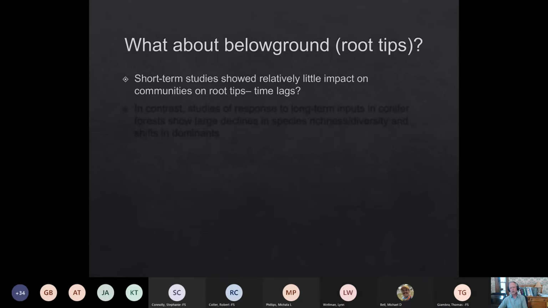So what about below ground? When we look below ground, we look at studies that were short term, say 1, 2, 3 years. In that neighborhood, there's very little response, very, very muted, much more muted than the fruit bodies. And that would make sense because the fruit bodies are more distal from the carbon sources, so it's possible that they could be less responsive at the root tips. It's also possible there could be time lags in the responses.